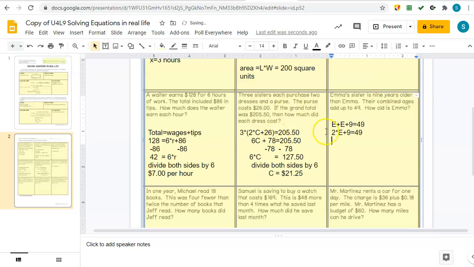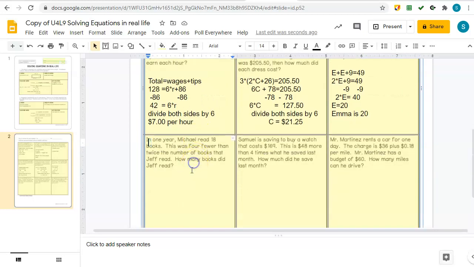So we've got 2 times E plus 9 equals 49. Here I just combine like terms, right? We go ahead and subtract 9 from both sides, and we get 2 times E equals 40, or E equals 20. So Emma is 20, and Emma's sister is 29.